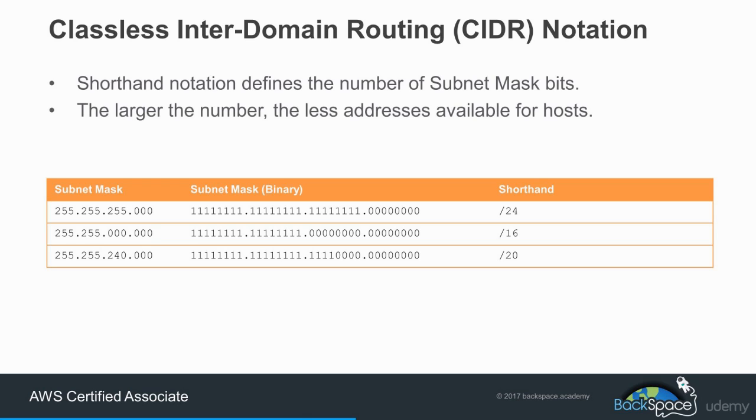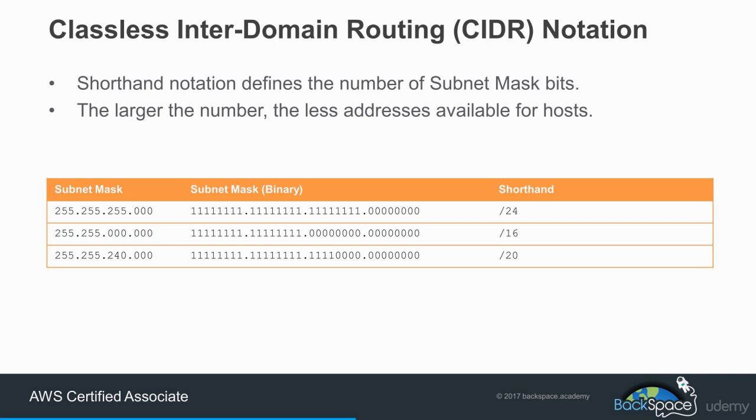So then we look at classless interdomain routing or CIDR notation. So that is a shorthand notation that defines a number of subnet mask bits. So the larger the number, the less addresses available for hosts. The smaller the number, or the smaller that subnet mask, the more addresses are available for hosts.